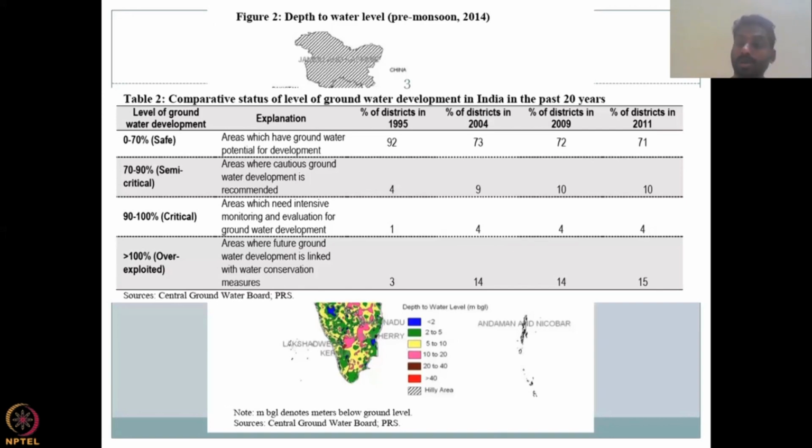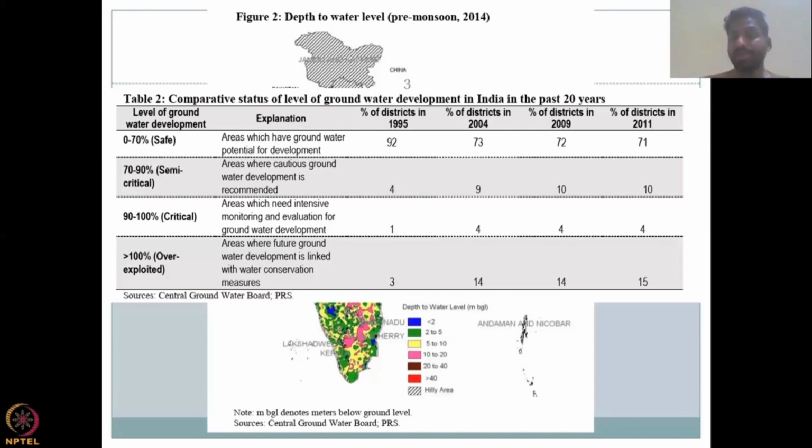What do you do when it becomes more than 100%? You're already eating out all the groundwater that you stored. You're already taking out all the groundwater and more, which means you're taking the past groundwater. This is very, very concerning. These are areas where future groundwater development is linked with water conservation measures. So you can only access groundwater if you have good conservation measures. Otherwise, it's better not to use these groundwater resources, which are more than critical.